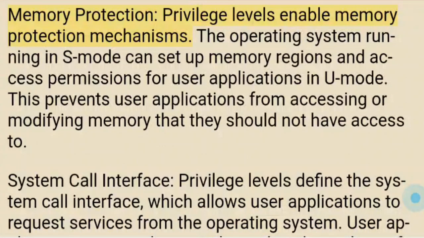Memory protection. Privilege levels enable memory protection mechanisms. The operating system running in S mode can set up memory regions and access permissions for user applications in U mode. This prevents user applications from accessing or modifying memory that they should not have access to.